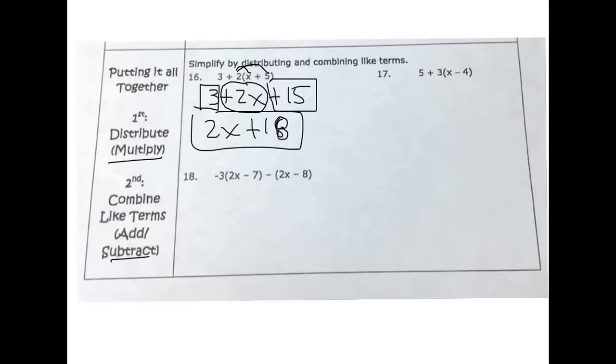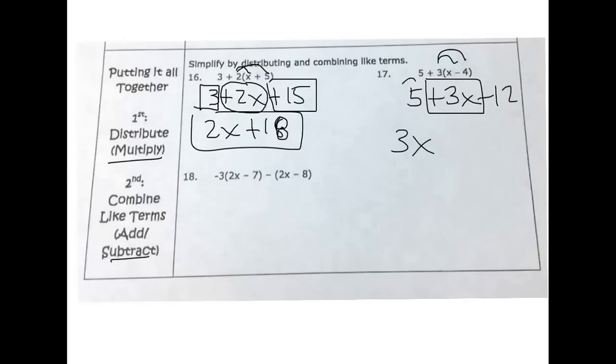Number 17 is the same situation. You bring down the 5 plus, and you're going to distribute. 3 times x is 3x. 3 times negative 4 is negative 12. 3x has nobody to combine with. 5 minus 12 is negative 7.